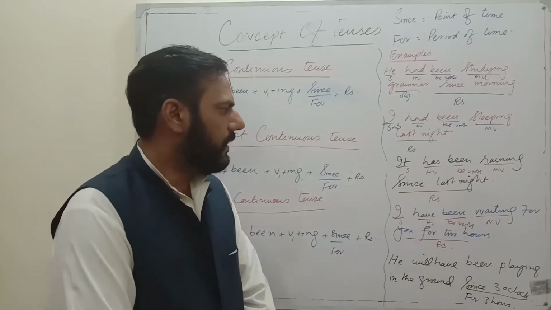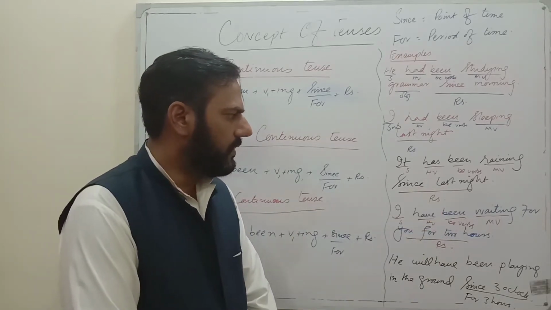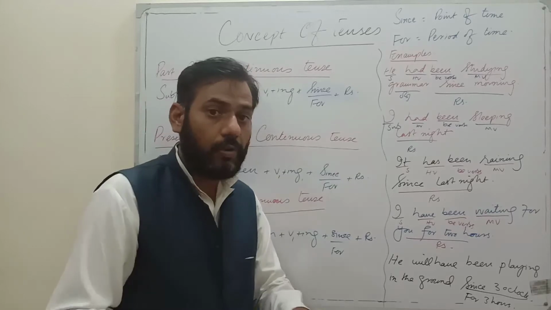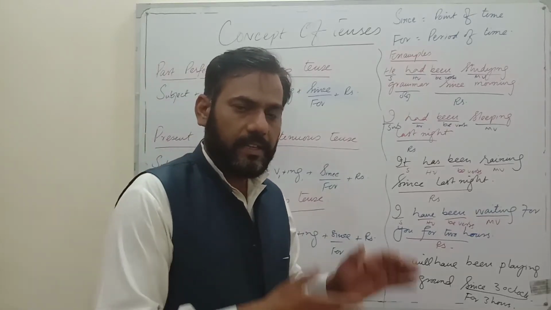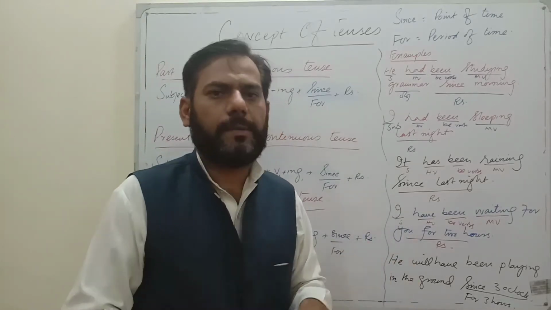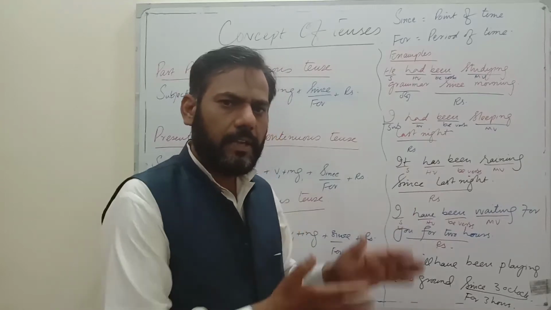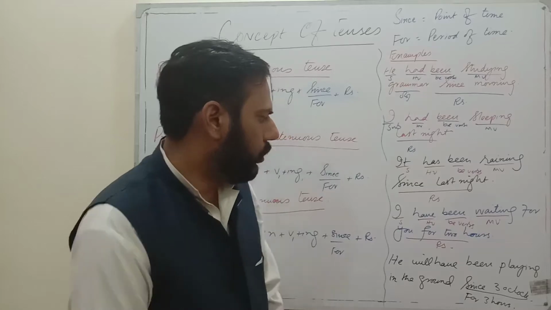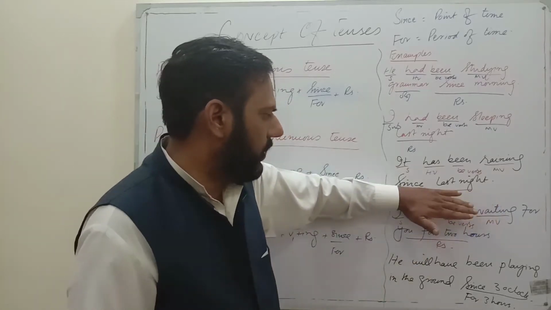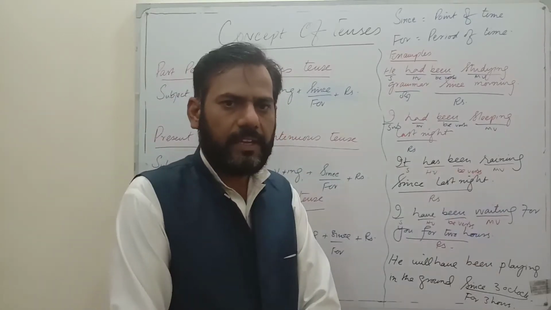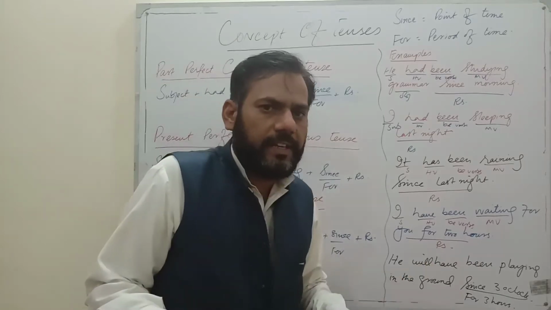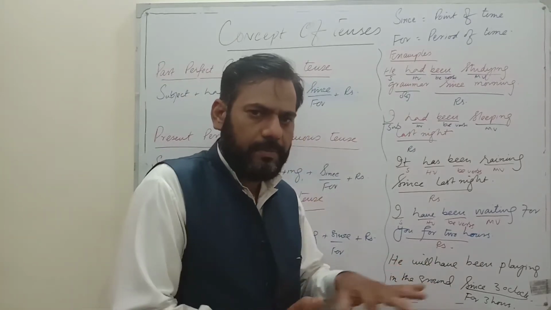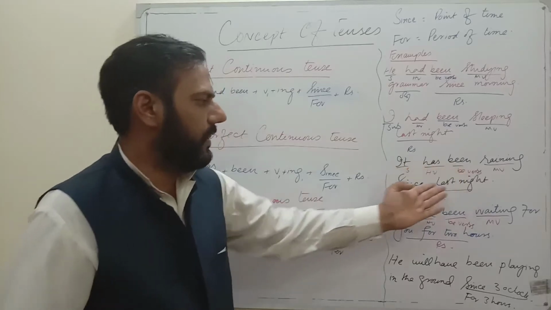Look at the sentence. It has been raining since last night. It means that now it is raining. It started last night and is still in progress. It has been raining continuously. So this is the concept of present perfect continuous tense. If we do not mention the time, it has been raining, it means that it is the nature of the raining. It has been happening right now. It has been happening. So it has been raining since last night.